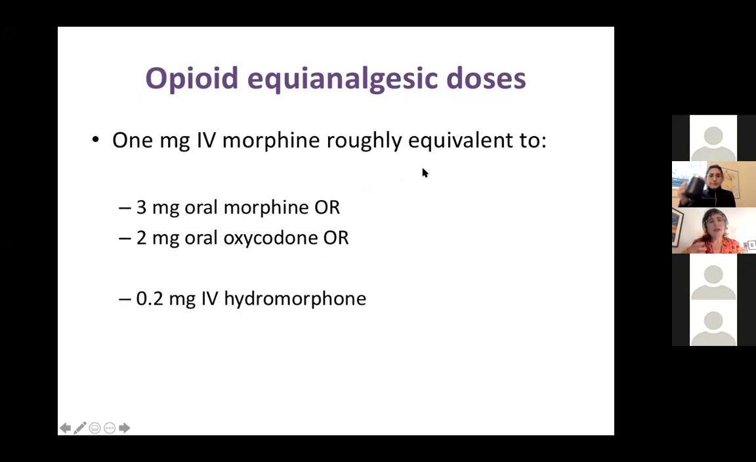Slide number 2 that you might consider storing in your head rather than in your phone or on your computer is that a milligram of IV morphine is roughly equivalent to 3 milligrams of oral morphine, 2 milligrams of oral oxycodone, or 0.2 milligrams of IV hydromorphone. So again, that's a pretty potent medication.